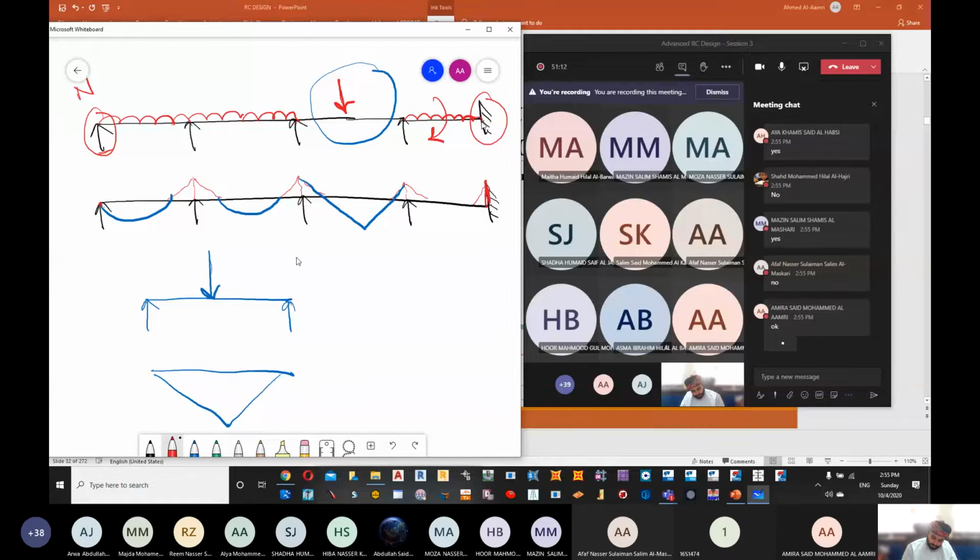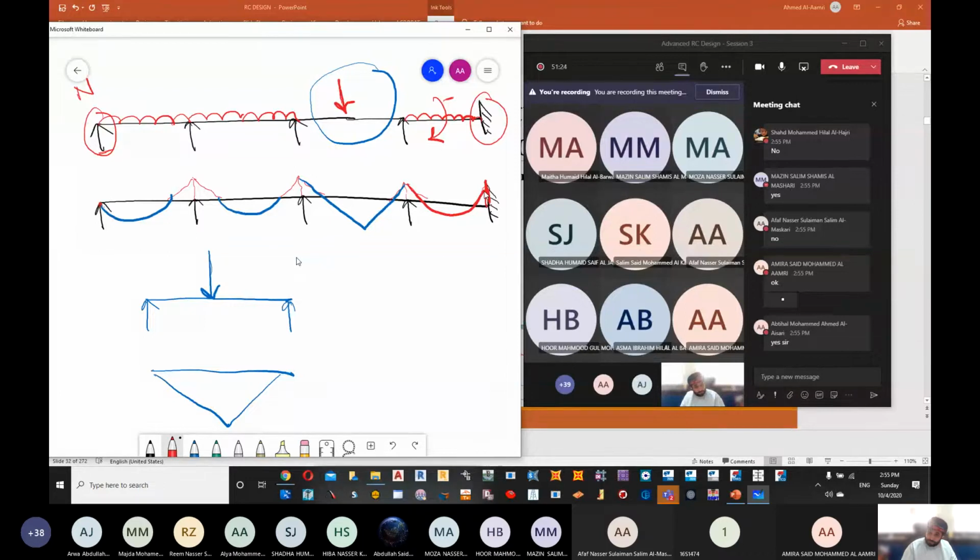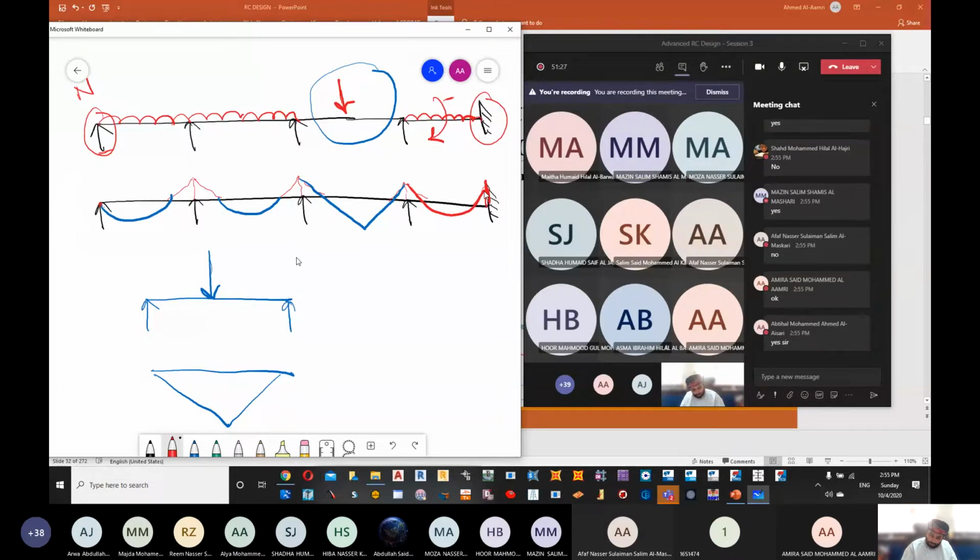So now, if there is no moment here, it goes in this way. The only thing that we have is a moment, and this moment tries to take my element up rather than taking it down. It rotates, it takes you up.